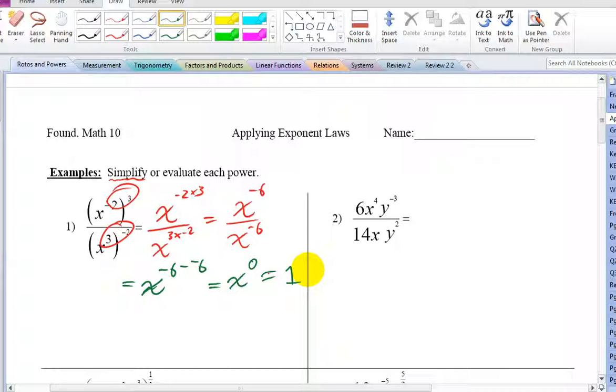Okay, so 6 and 14, write that as a fraction, put in the lowest terms. Divide them both by the GCF. Okay, so divide by 2 and get 3. Divide by 2 and get 7. Now, since we're dividing x, we're going to subtract 4 minus 1. Divide your y's, so subtract negative 3 minus 2.